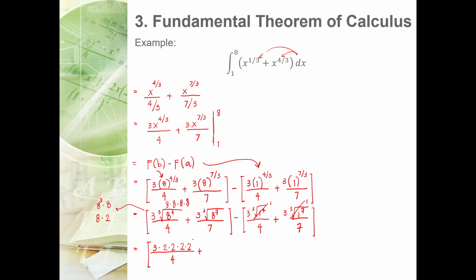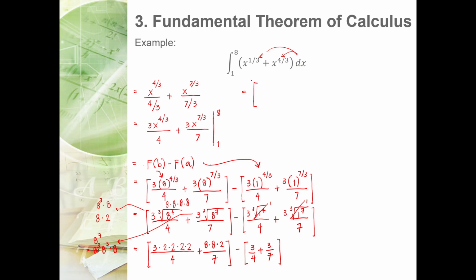So for the second term, let's try to solve it in this manner. So 8 to the power of 7. So we can have 8 cube times 8 cube, then times 8. So that will be 8 times 8 times 2 all over 7. So again, the right side is just 3/4 plus 3 all over 7. So simplifying even further, 3 times 2 times 2 times 2 times 2, so that will be 16 times 3.